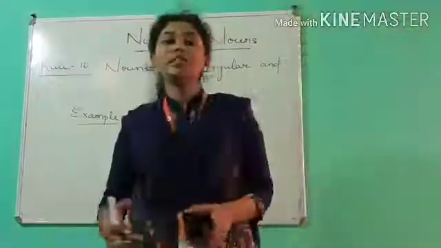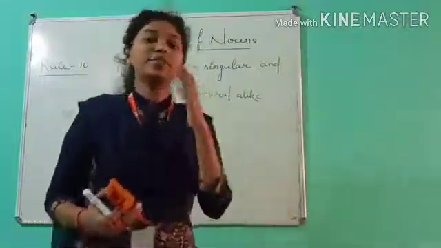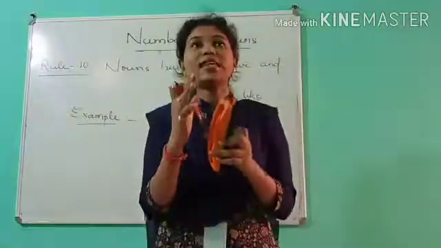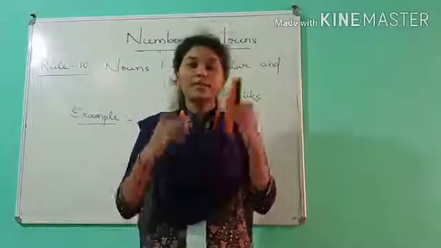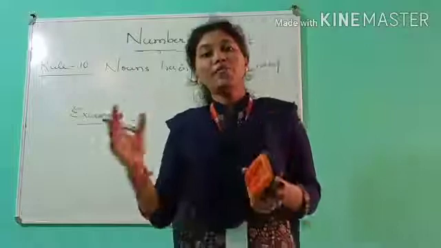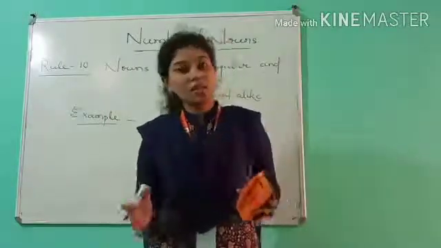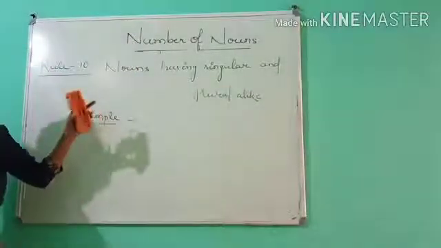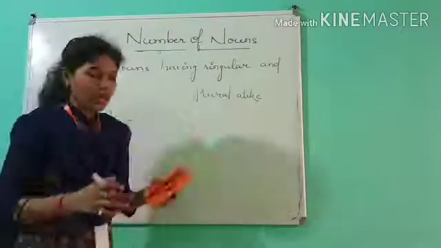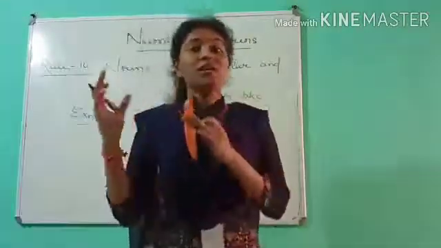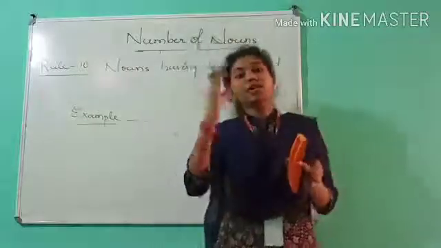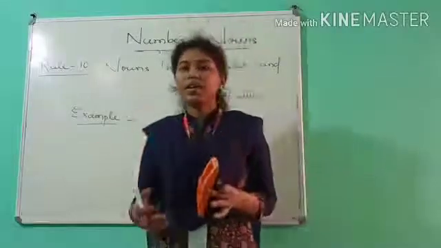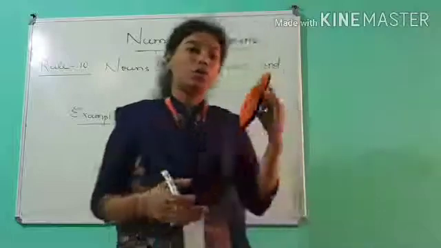My dear student, rule number 10 says that there are certain nouns which don't have a separate singular or plural form. That means we can say it's an exceptional case, or we can say that there are certain nouns which don't change when we change them into plural form. Let us see a few examples and we will be clearer about it. Now, nouns having singular and plural alike. That means if it is in singular form, when it is converted into plural form, the particular word will be the same. We won't add es or en or e or s to it. So the word will remain the same.